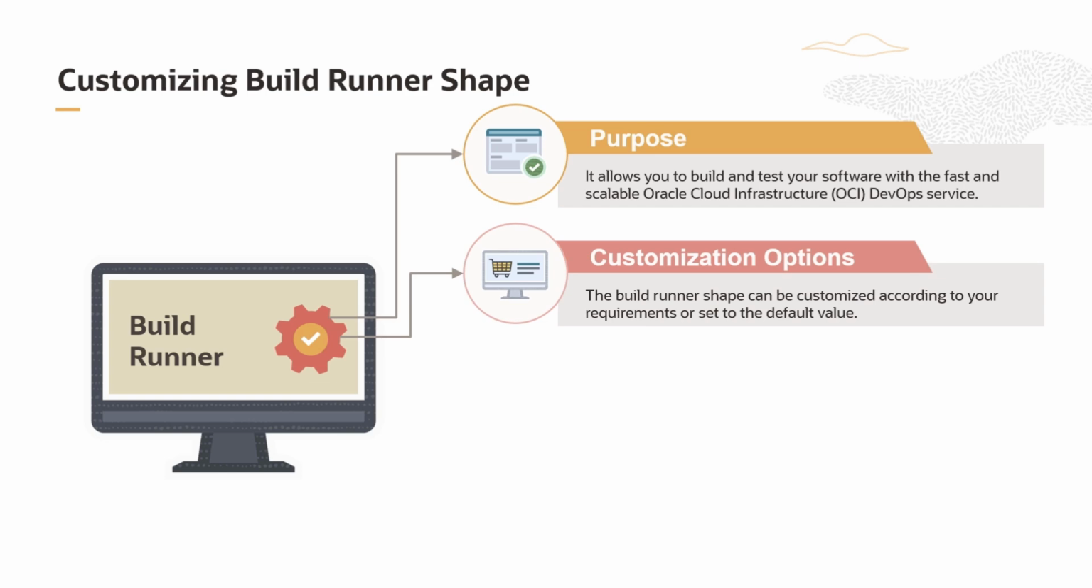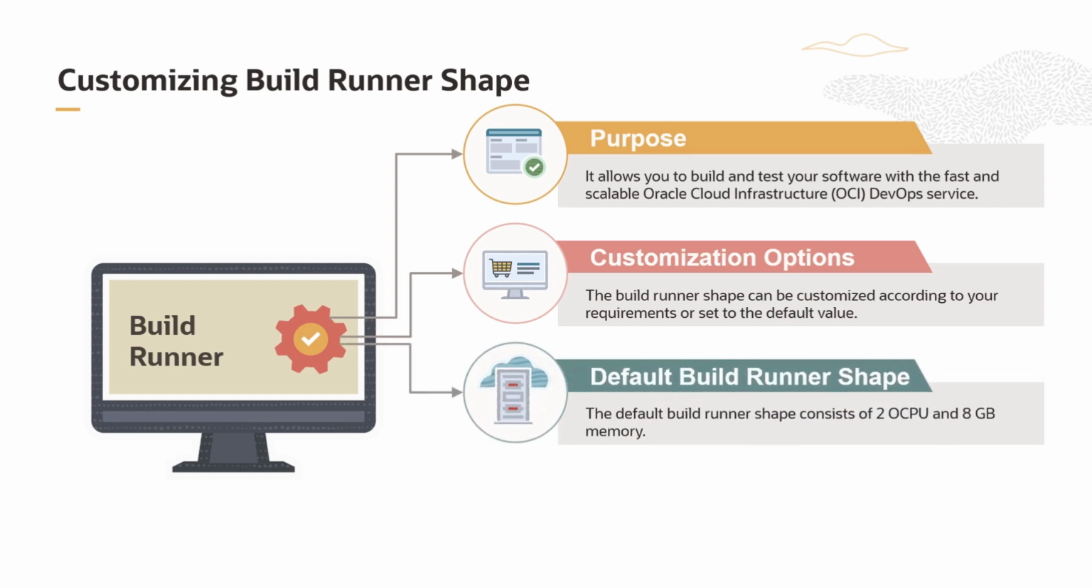You have the option to customize the build runner shape according to your project's requirements or set it to the default value. A shape serves as a template that dictates the number of CPUs, amount of memory, and other resources allocated to a newly created instance. It's important to note that you'll incur charges for utilizing the compute shape, OCPU, and memory during the build run.